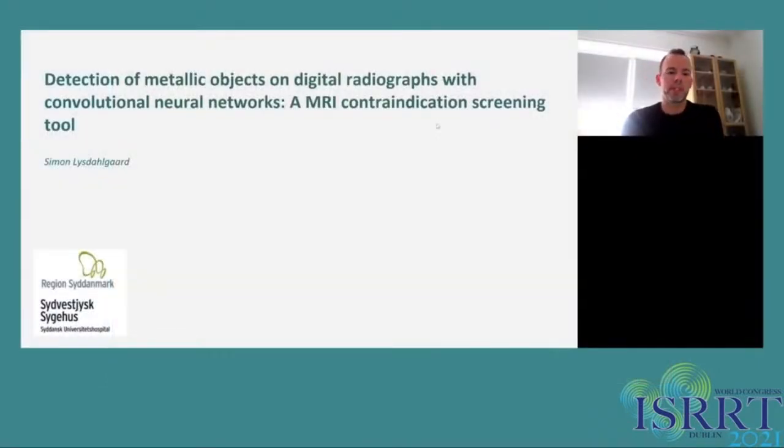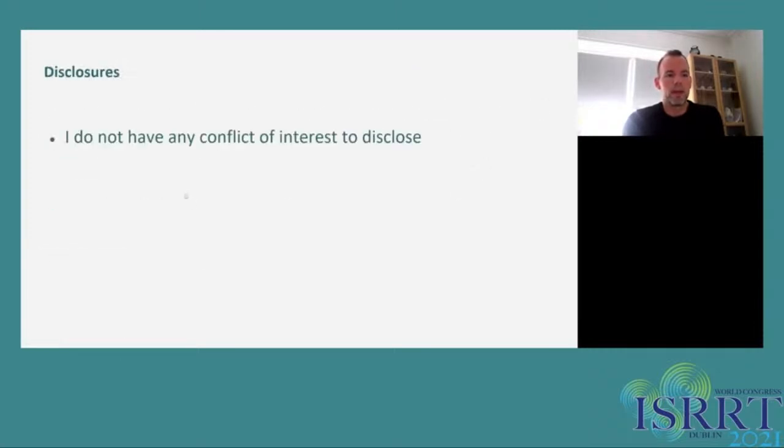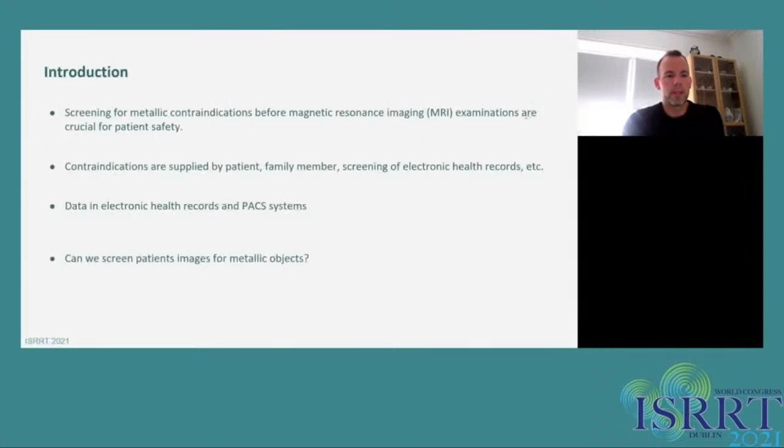Welcome to one of the projects in artificial intelligence in radiography. This one is called Detection of Metallic Objects on Digital Radiographs with Convolutional Neural Networks as an MRI contraindication screening tool. I do not have any conflict of interest to disclose.